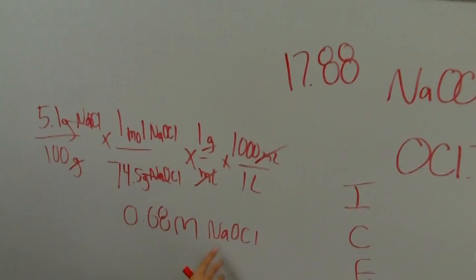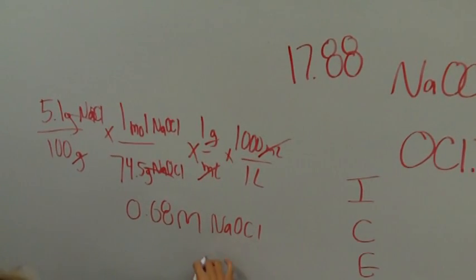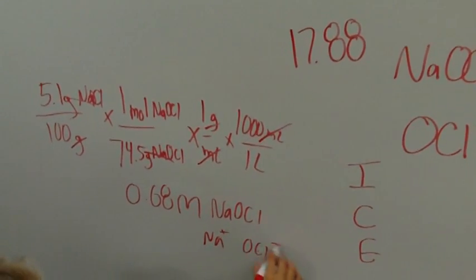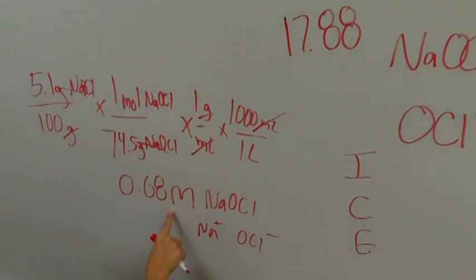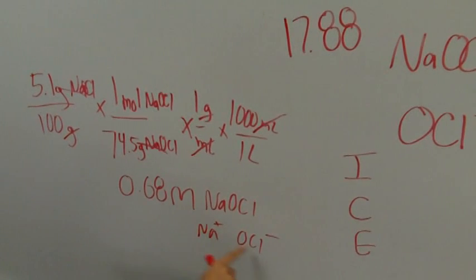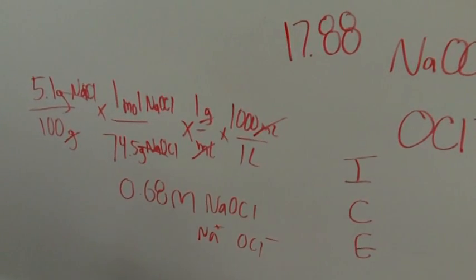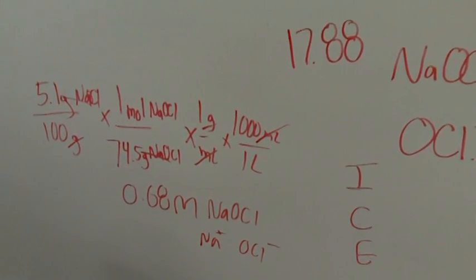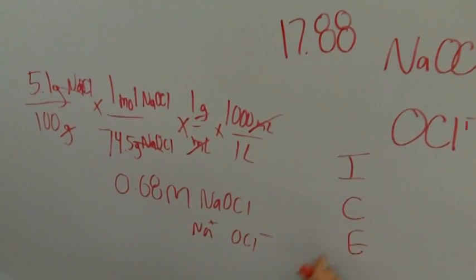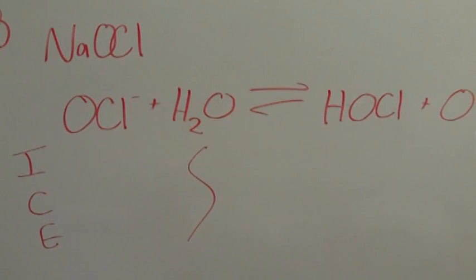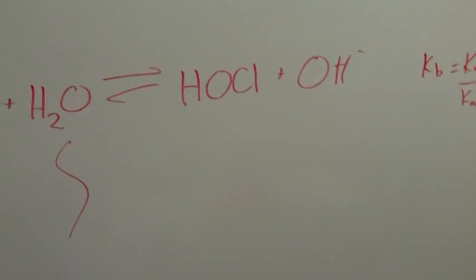And since this breaks up into Na plus and OCl minus, you can see that if there's 0.68 moles of that, then there will also be 0.68 moles of that because it's all a 1:1 ratio. So that's where we're going to plug that into our equation over here, because we're talking about a salt here.